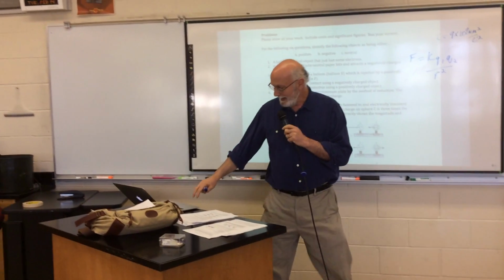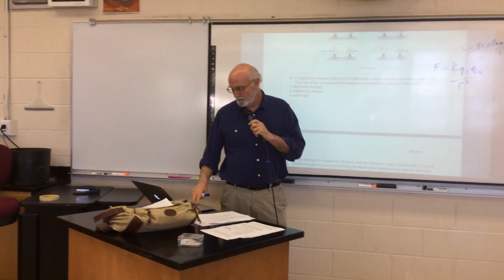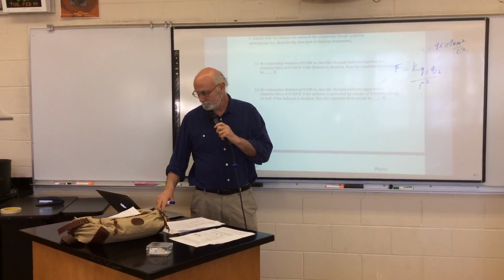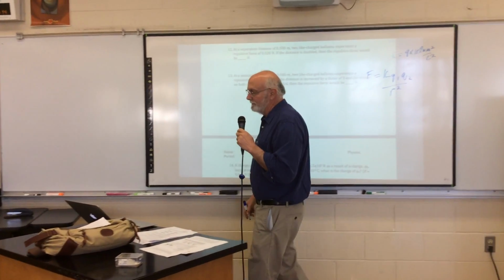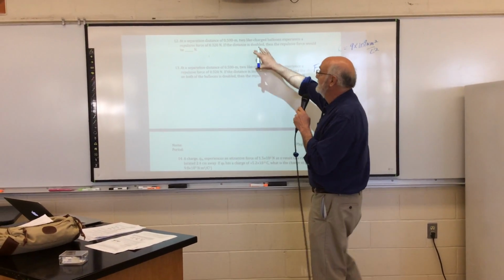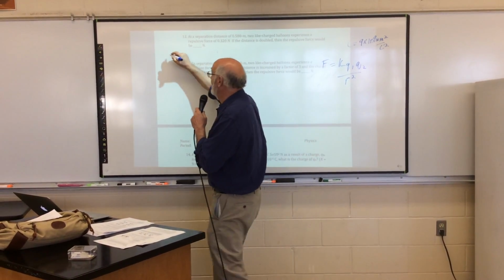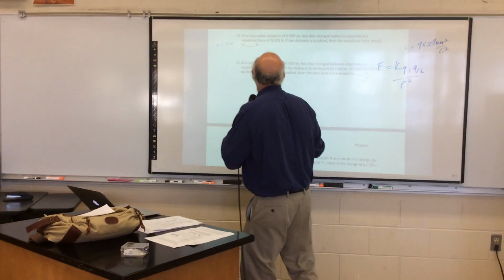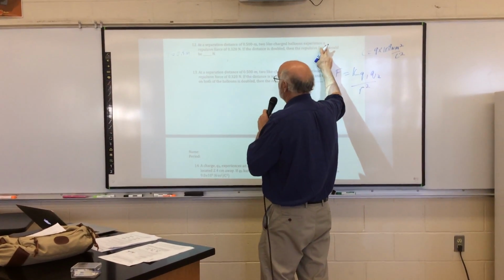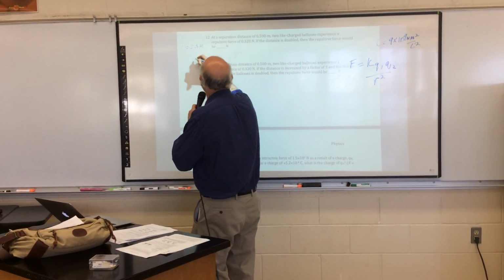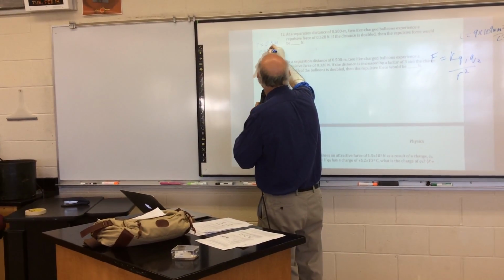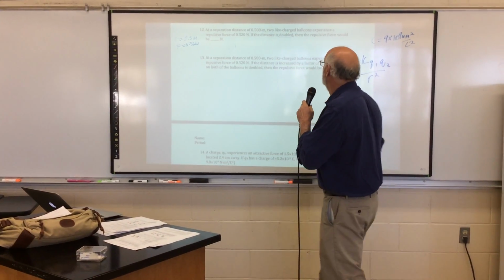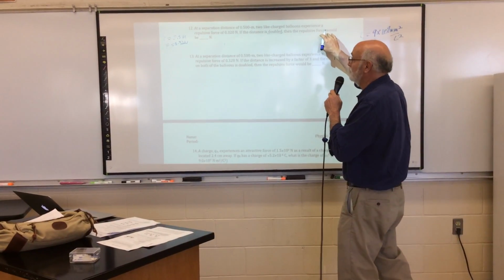If we take a look at the review, let's head down to take a look at this. You can see like 12. It says a separation distance. Well, remember, table your data. R, 0.5 meters. Okay? Two like charged balloons experience a repulsive force of 0.32 newtons. It now says the distance is doubled. Okay? Then what's the repulsive force going to be?